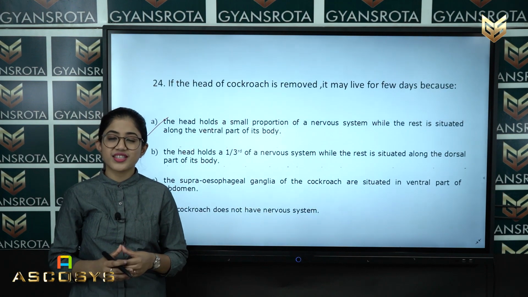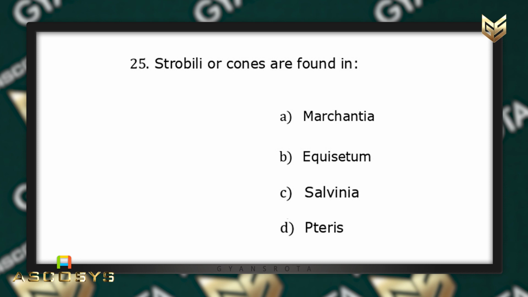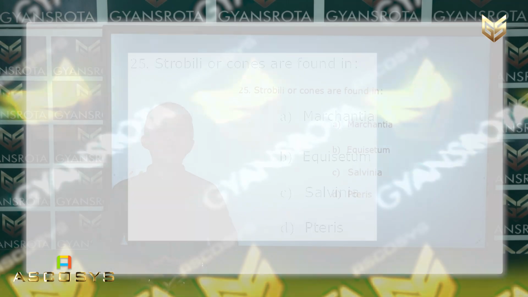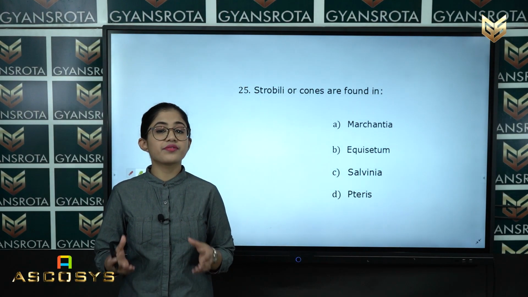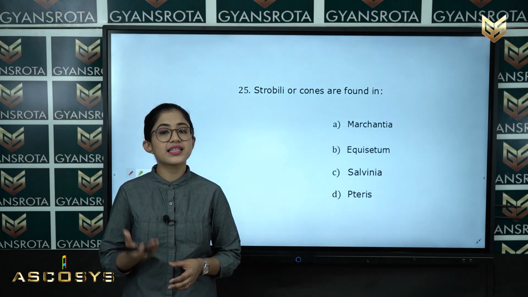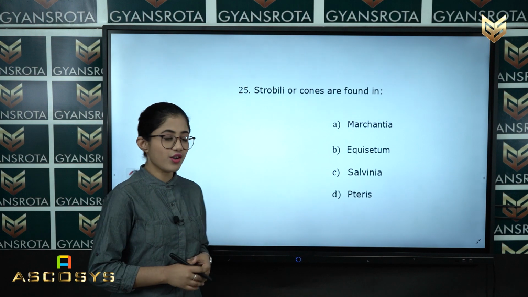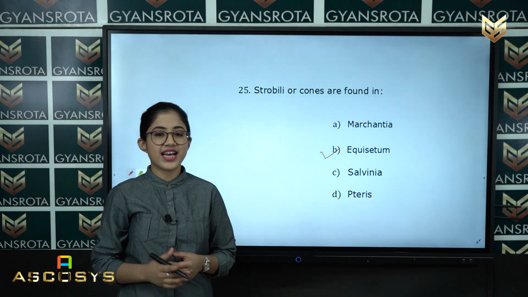Now let's move on to the next question, that is question number 25. Strobili or cones are found in option A, Marchantia, option B, Equisetum, option C, Salvinia, and option D, Tracheophyte. Student, strobili or cones are found in which of the following examples? That is Equisetum, given in option B.